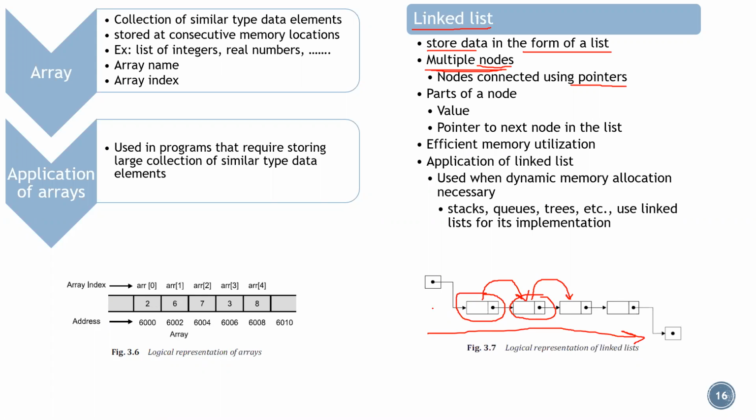The pointer is utilized to provide a link which specifies where the next element is. So in a linked list, what happens is you have a node. This is a node. This is a node. All these are related to only one list.